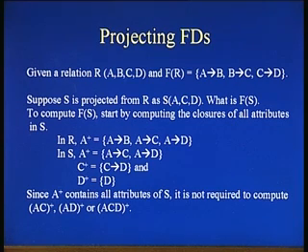So a simple way to compute the functional dependencies in a projection is to first compute the closure of the set of all functional dependencies in the original relation, and then throw away everything which contains attributes that do not belong to the new relation.